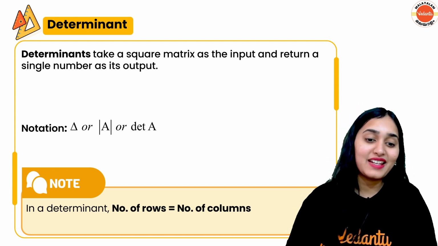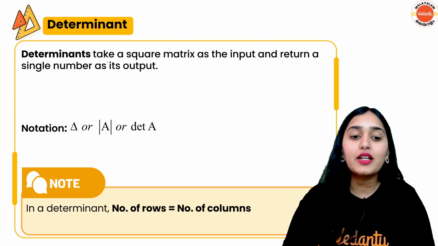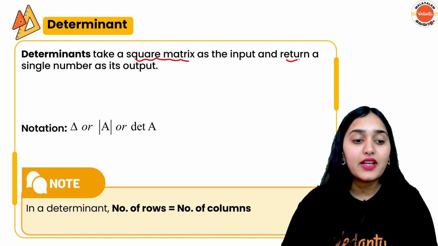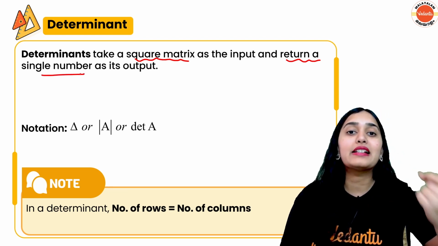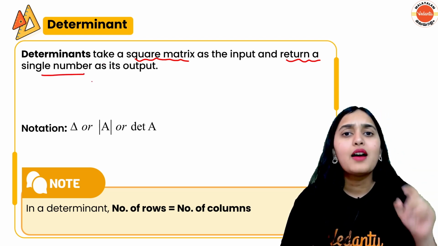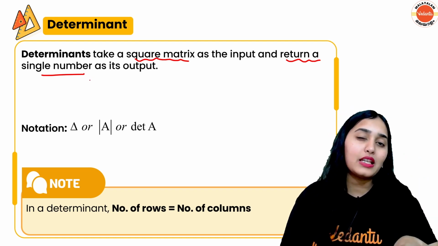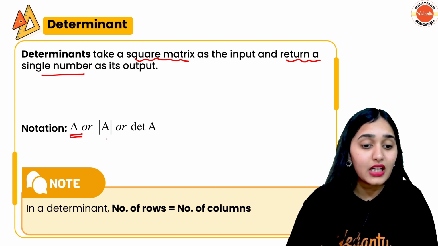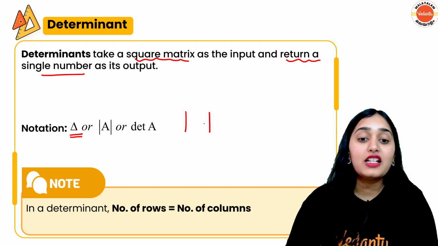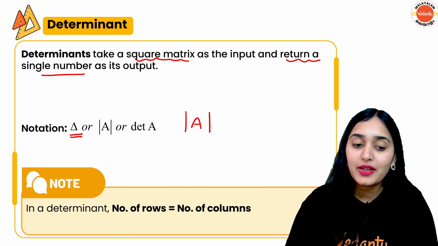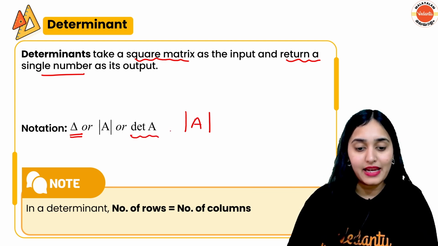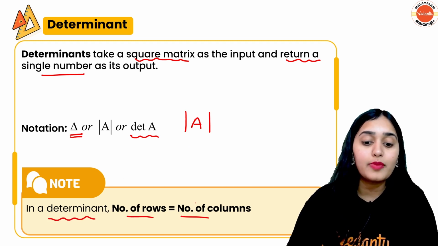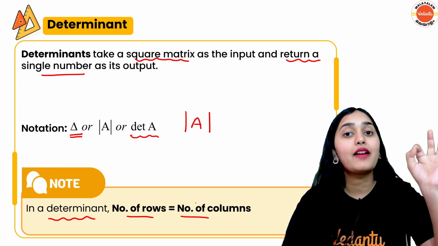Alright, let's begin. Now first, what are determinants? A determinant is basically, we take a square matrix as the input and we return a single number as its output, called the determinant, by doing a certain procedure. What is that procedure? I will tell you. Now we denote determinant by this delta sign or this sign. It is not modulus sign, it is determinant sign, or we simply write det A. Remember that when you are finding determinants, number of rows should be equal to number of columns, it should be a square matrix.